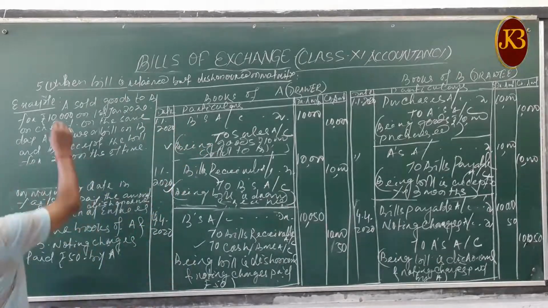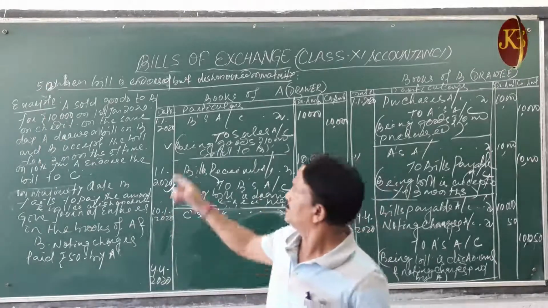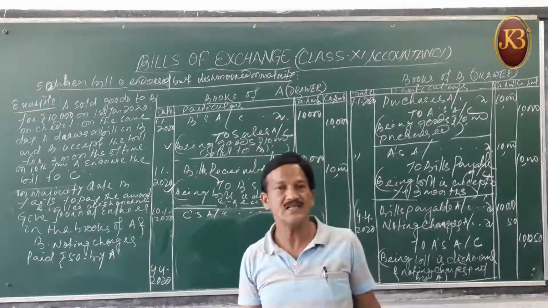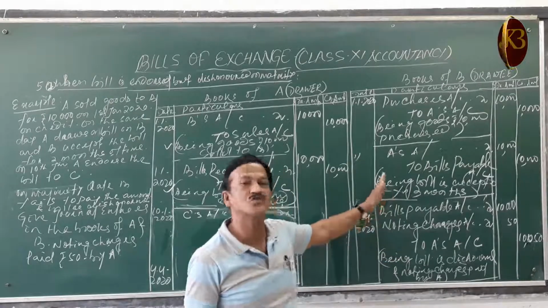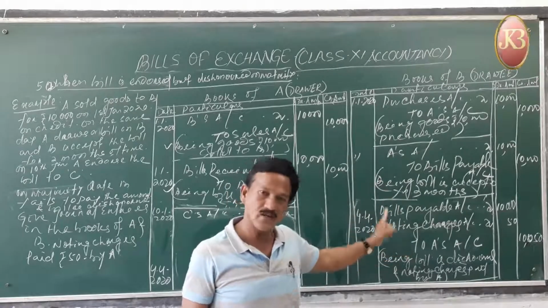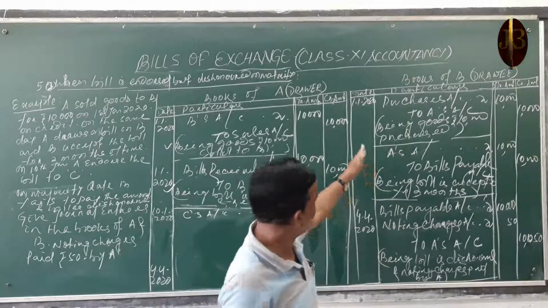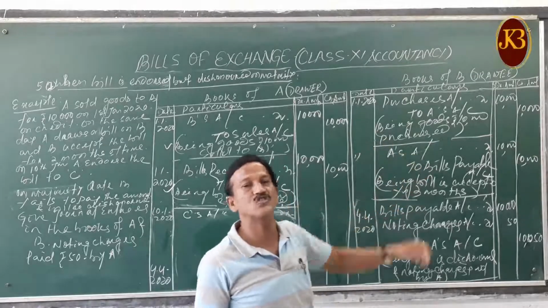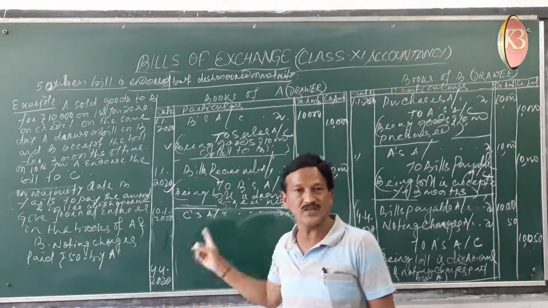Then the second situation, the second condition, is when the bill is endorsed but dishonored on the maturity date. So there is no change in the books of the drawee, as I already told you. The entries in case of dishonor all remain the same. So in all situations, whatever changes will be done, that is done in the books of the drawer.